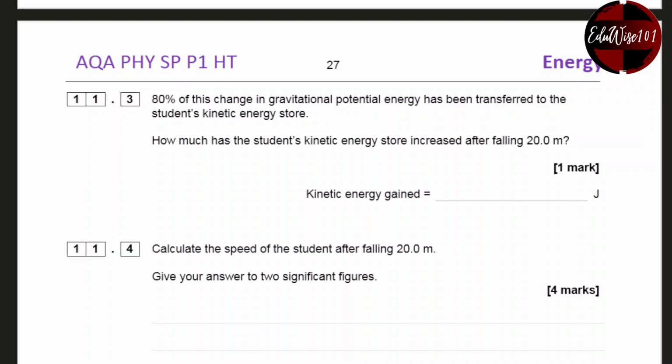Question 11.3. 80% of this change in gravitational potential energy has been transferred to the student's kinetic energy. How much has the student's kinetic energy store increased after falling 20 meters? So how do you find out 80% of 9,800? So 80%, if you divide it by 100, is 0.8. Multiply that by 9,800. That gives me 7,840.